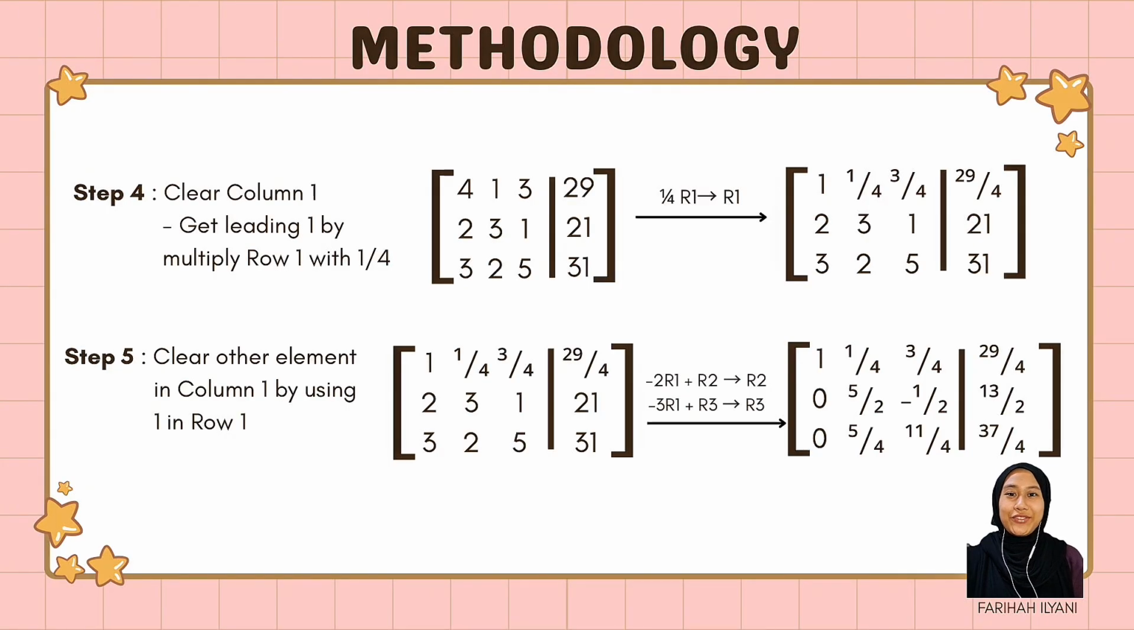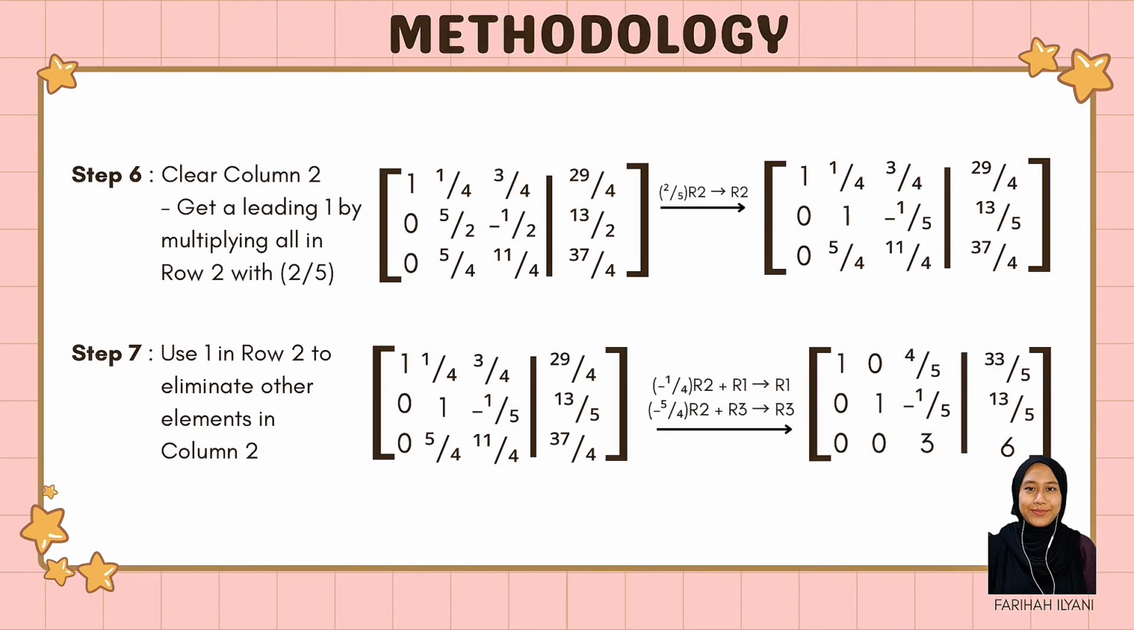To turn the 2 and 3 in the first column into zeros, we apply 2 row operations simultaneously. Negative 2 row 1 plus row 2 becomes the new row 2, and negative 3 row 1 plus row 3 becomes the new row 3. This leaves us with zeros underneath our first leading one.